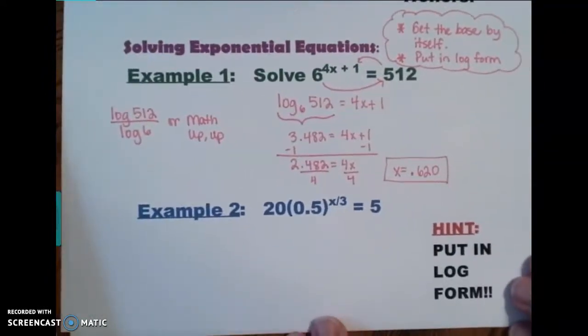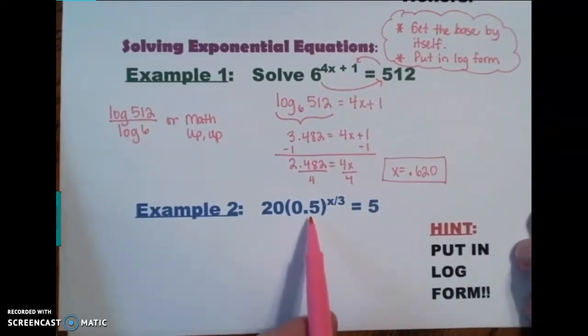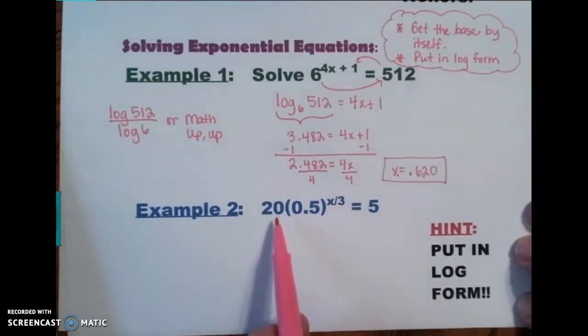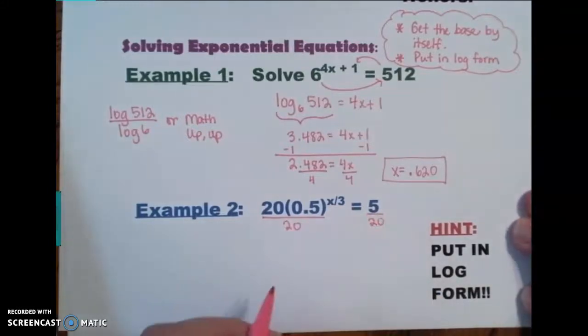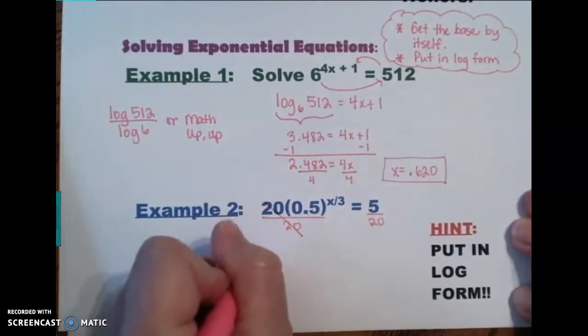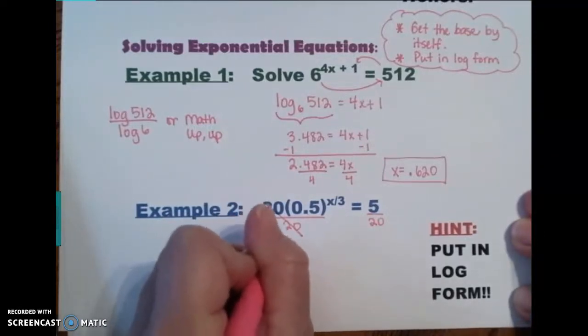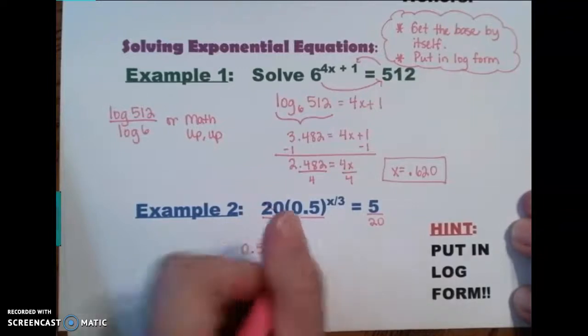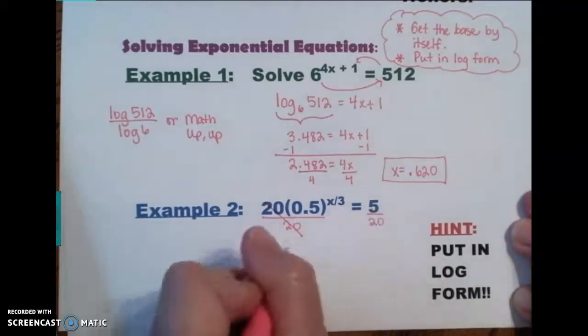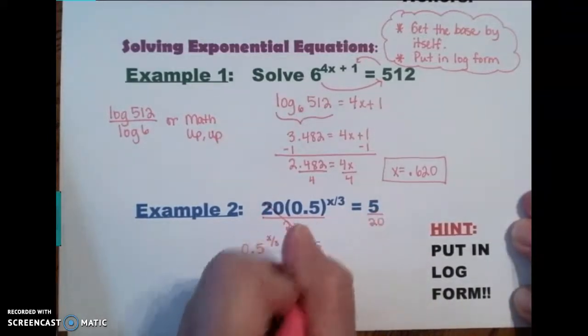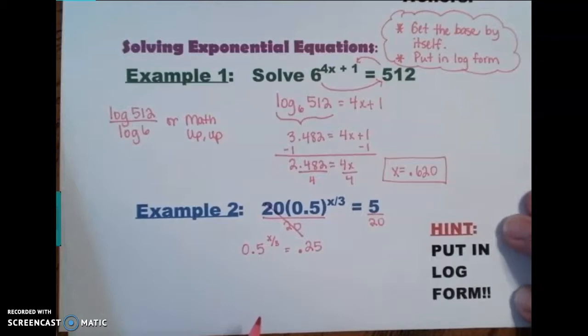Always check your solution. Okay, so for example 2, if you look, your base is not by itself, because remember it's a times b to the x power. So we've got to divide by 20 first. So that's going to give us that 0.5 to the x over 3 power equals 5 divided by 20. Since this is in a decimal form, I'm going to make that 1/4 into decimal form. And then we're ready to go to log, because you now have your base by itself.